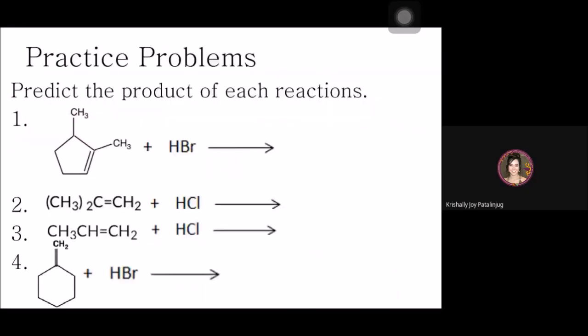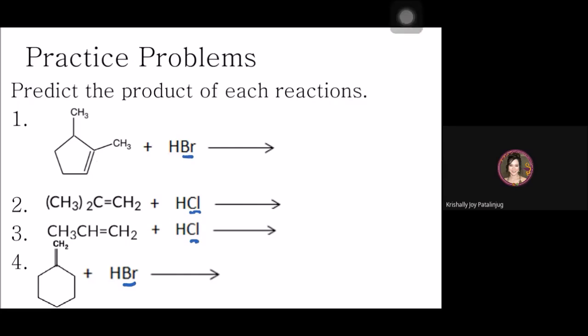Okay? Let's have the following example, for instance. Again, to wrap up Markovnikov's rule during hydrohalogenation, the hydrogen goes to the double bond carbon that has the greater number of hydrogen substituents. Okay? So the other carbon, which has fewer hydrogen substituents, is where the halogen as the electrophile goes. Sige, I will predict now the product.